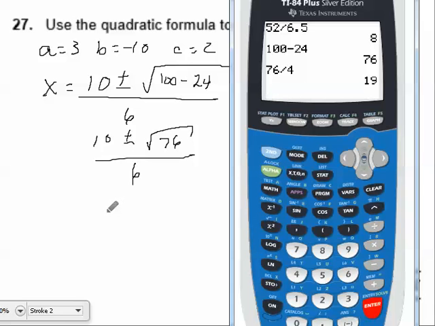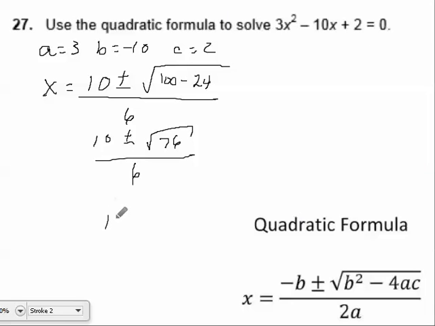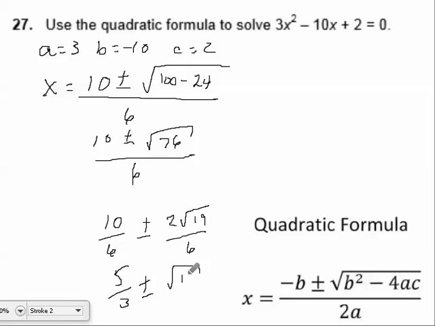So what am I going to get? I'm going to take 10 over 6 plus or minus 2 square roots of 19 over 6. And since both of these are divisible by 2, I'm going to get 5 over 3 plus or minus the square root of 19 over 3.